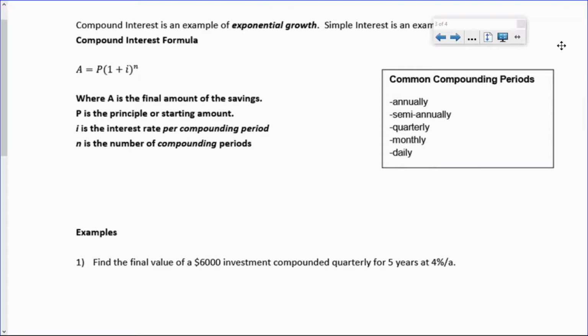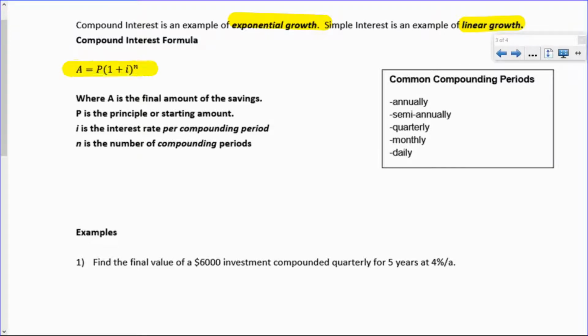We can see from that previous example the difference between simple and compound interest. Compound interest is an example of exponential growth. We're multiplying, in that case, by 1.045 every time, or whatever it might be. Simple interest, you get the same amount of interest every year, so that's a linear growth. Now, compound interest is so common in finance that it has its own formula, and there's the formula right there.